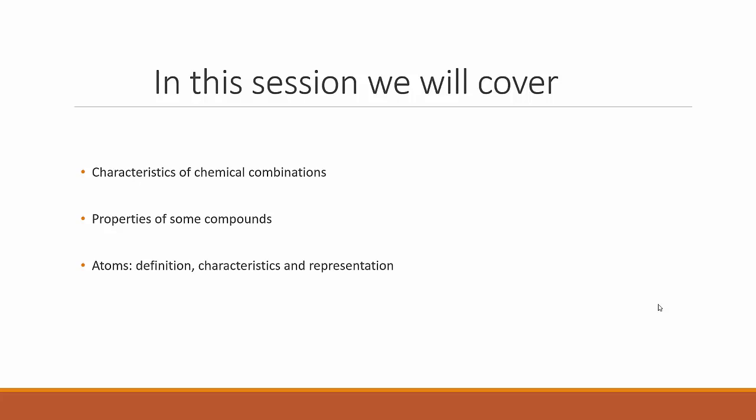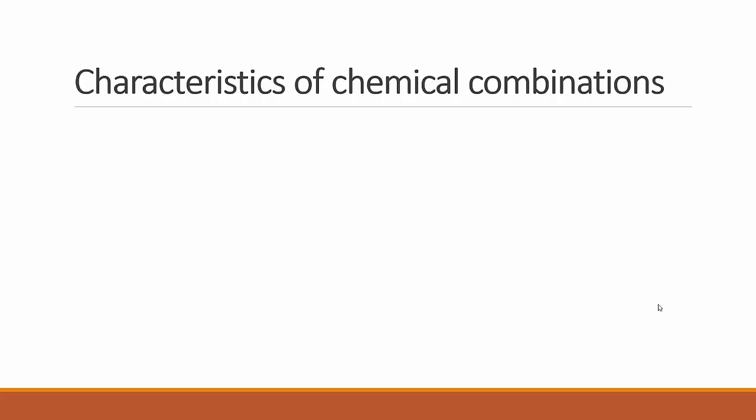Now we've seen that so far, wherever we've learned something, we've also learned how to represent it. So we're going to continue the same thing. As and when we learn something, we'll learn how to represent it also. Let's see the first part, characteristics of chemical combinations.